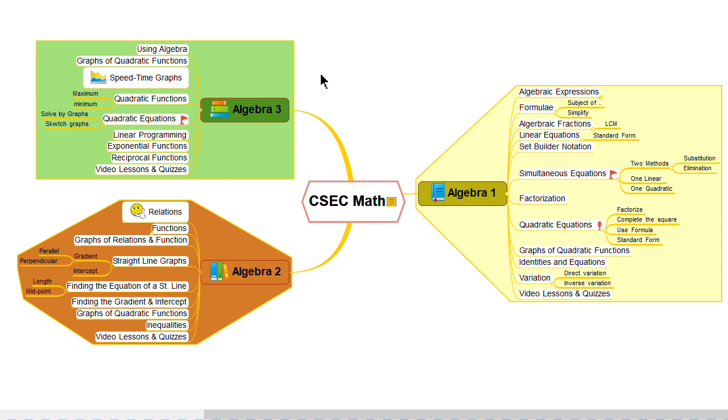So you can pause this video and replay it any number of times. But the key takeaway idea is: create your own mind map. Take out your textbook on whatever topic you're studying, create your mind map, and gain the competitive advantage over your classmates. Enjoy.